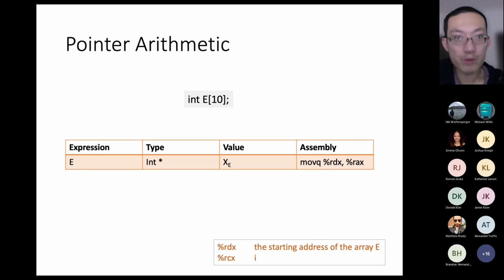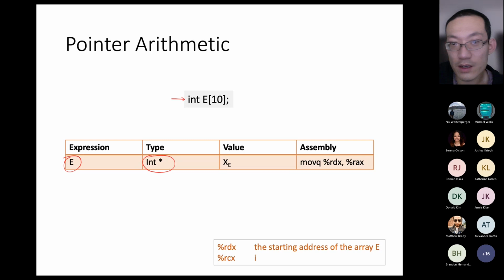Now, let's talk about pointer arithmetic. That is, when we use a pointer and do arithmetic, what that means. Here is an example. We have the integer array E with 10 elements. If we only write down E, what that means is the integer pointer. So when you do the declaration for the integer array, and then in your C program you put down the array's name, the array's name would be interpreted as an integer pointer.